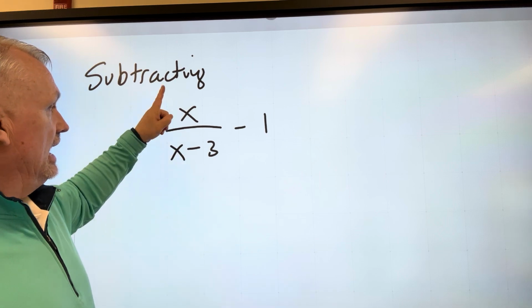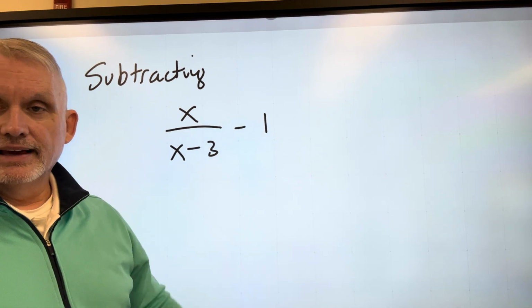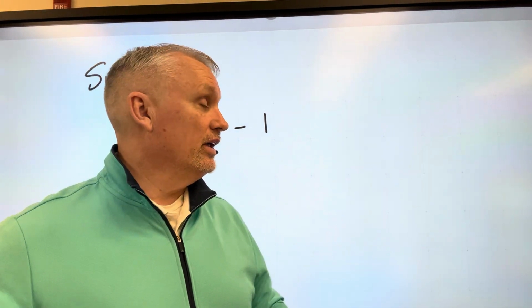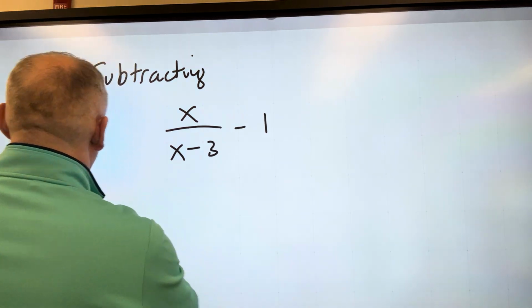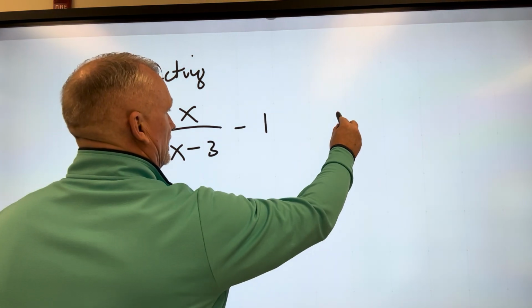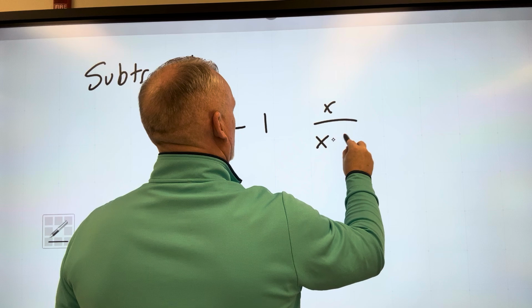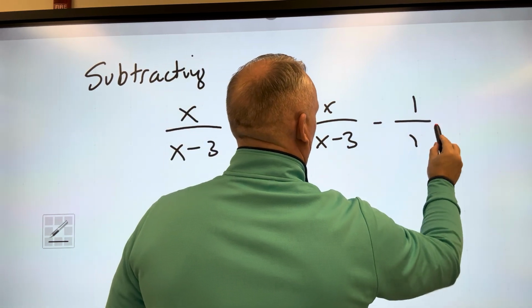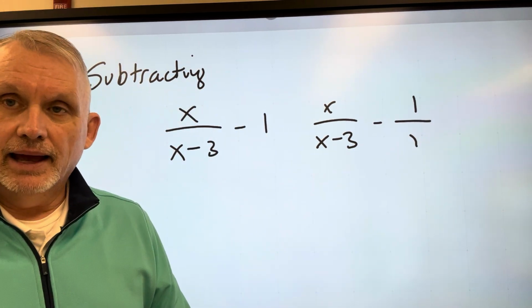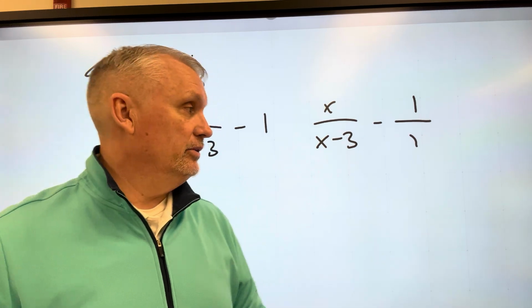Now look what I got. x over x minus 3, and then I just got a 1. You can always make the 1 a fraction. How do I make this 1 a fraction? Well, I could say it's this: x over x minus 3 minus 1 over 1. Well, there you go. I made it a fraction, and if that helps you, that's what I would do.